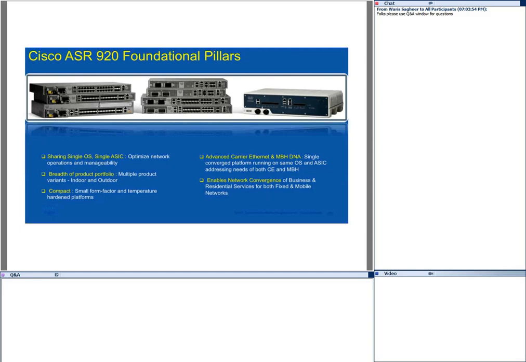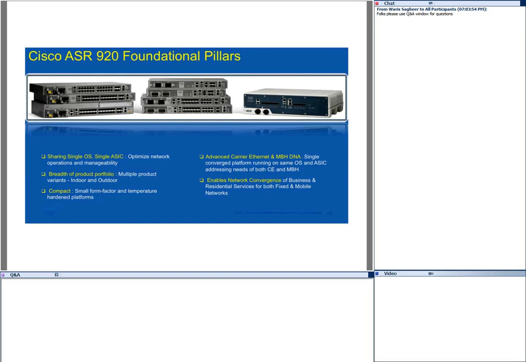We will move from service provider aggregation to service provider access. In service provider access, the 920 portfolio is actually Cisco's answer to access deployment. So the 920 has multiple variants.